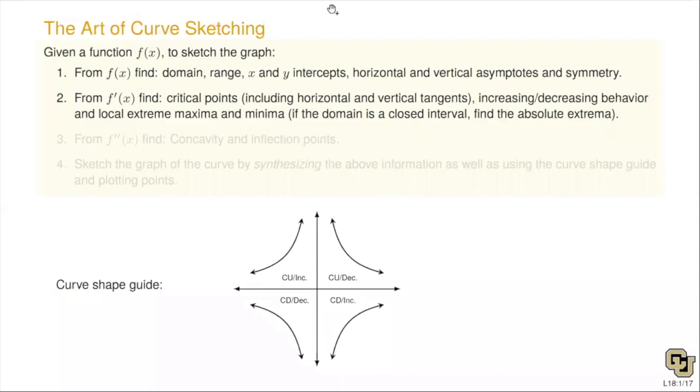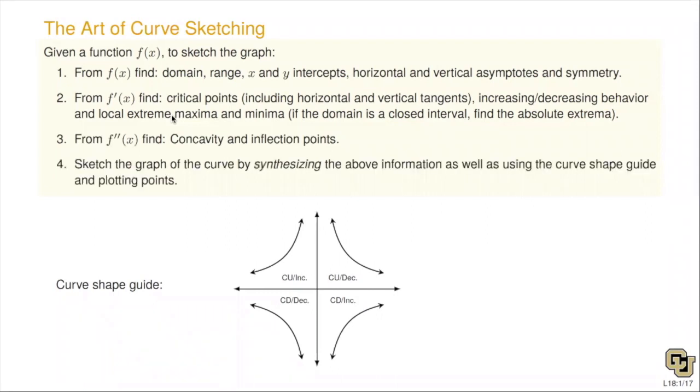Now, if the function we're trying to graph is over a closed interval, then we should look for the absolute extrema. So here then, if it's a closed interval, typically we just want to do closed interval method and find the absolute extrema. From the second derivative, we can find concavity and the inflection points. And then we take all of this information and put it together, as well as using the curve shape guide.